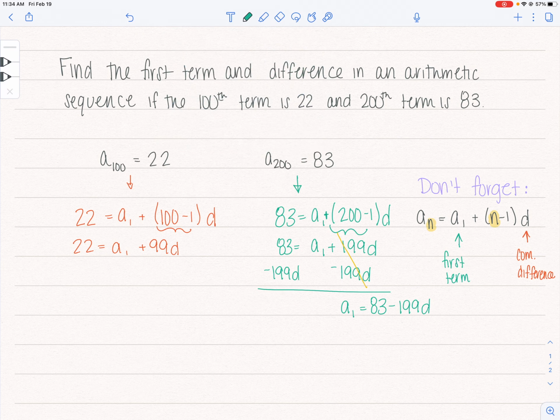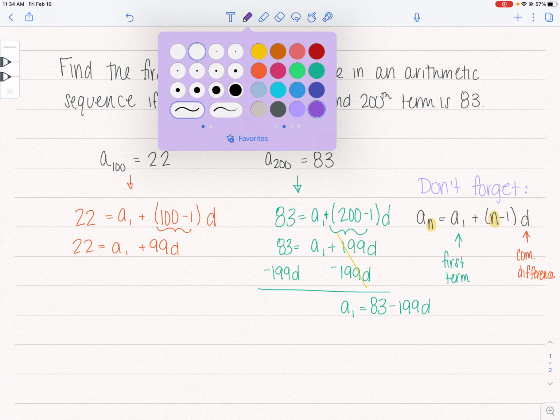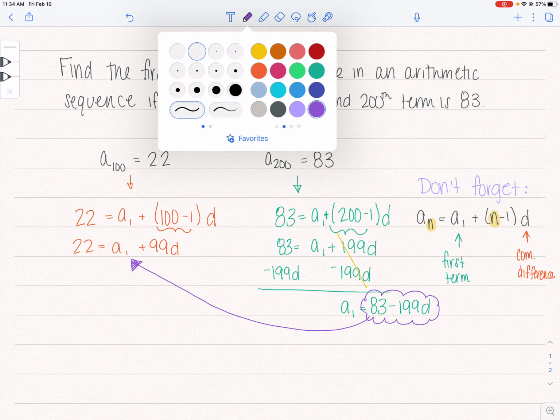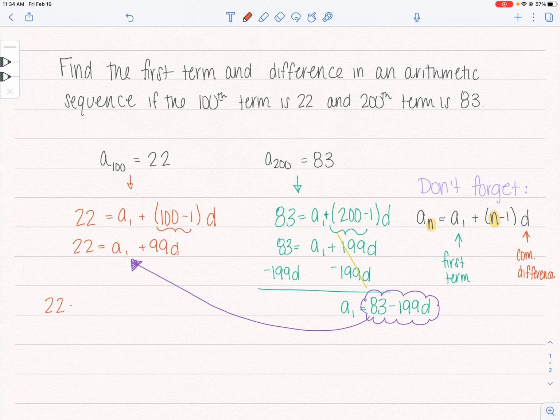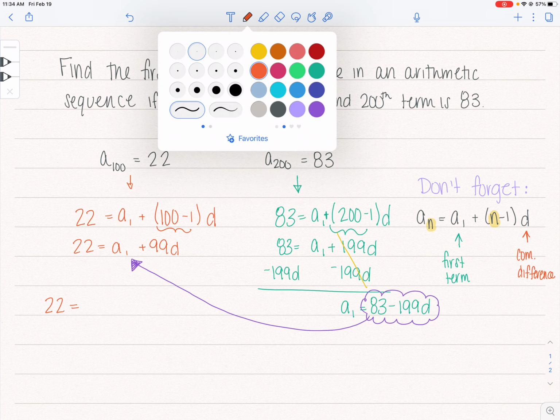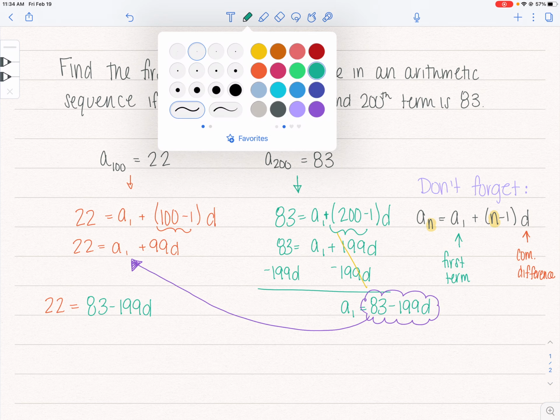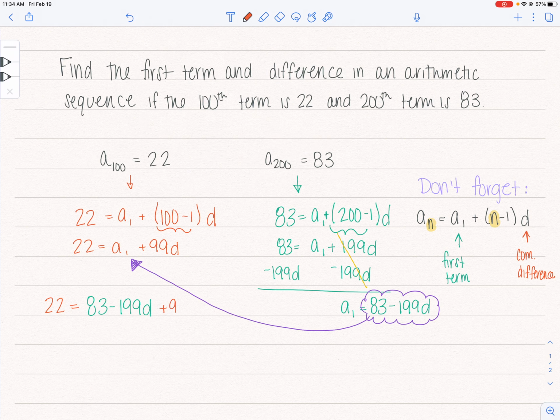So now I have A1, which is the same as this, and I'm going to plug it in to that spot. So I will have 22 equals A1, but I just found that A1 is 83 minus 199D, plus 99D. So now I've got that variable filled in, and so now I can actually solve for D because it's just one unknown.